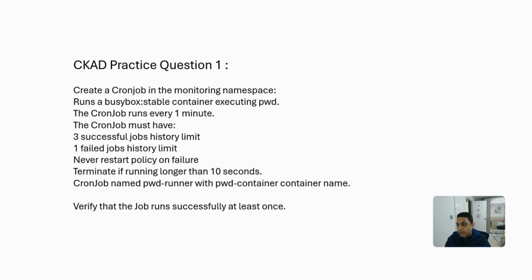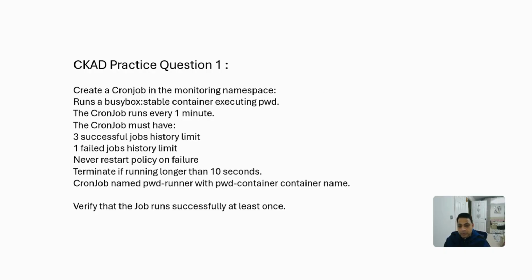So let's see the question first. In this sample question, we need to create a cron job in a monitoring namespace with an image of BusyBox. We'll execute one command, and this cron job has to run every 1 minute. The cron job should also have a 3 successful job history limit, 1 failed job history limit, and a never restart policy on failure, and terminate if the job runs longer than 10 seconds. We also need the cron job name and the container name. And after you create the cron job, you need to verify that it has successfully executed once.